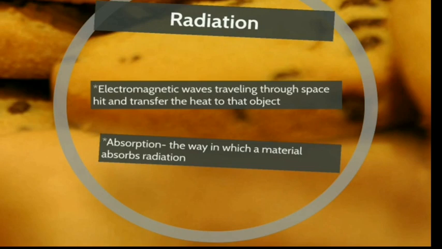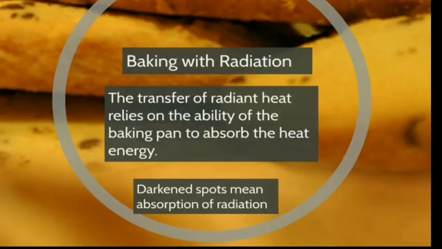Next, lastly, baking with radiation. Transfer of radiant heat relies on the ability of the baking pan to absorb the heat energy. Darkened spots mean absorption of radiation. When we eat cookies, we don't notice that many dark spots on the cookies. That is not spoiled food, that occurs because of radiation absorption. So we don't worry about those dark spots while we eat the cookies. These are all physical processes.